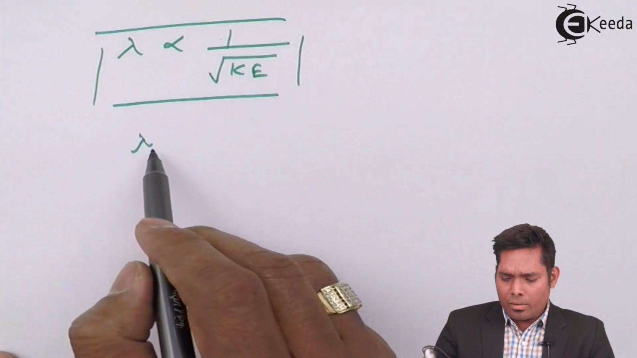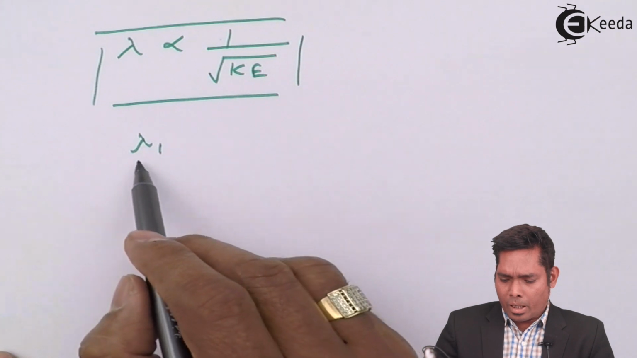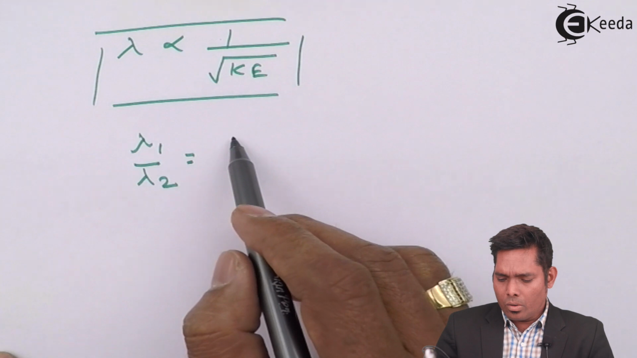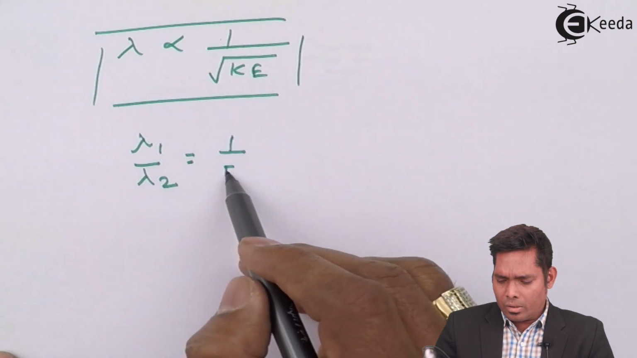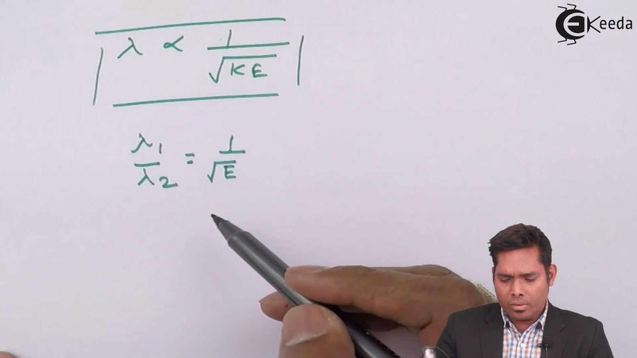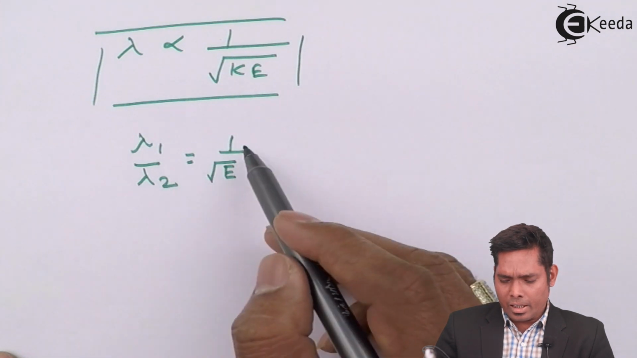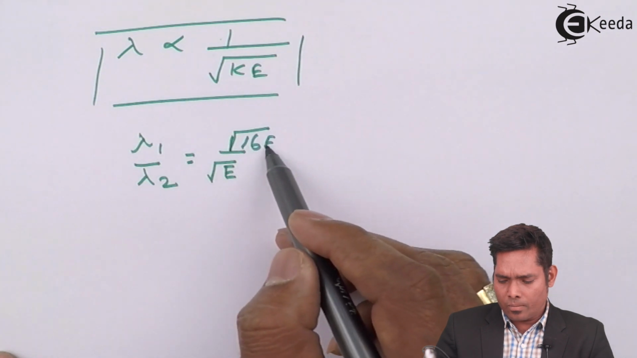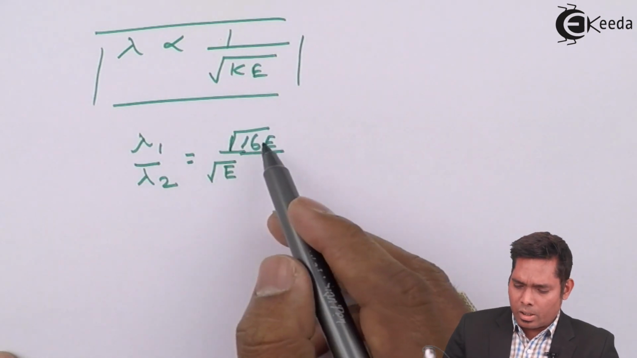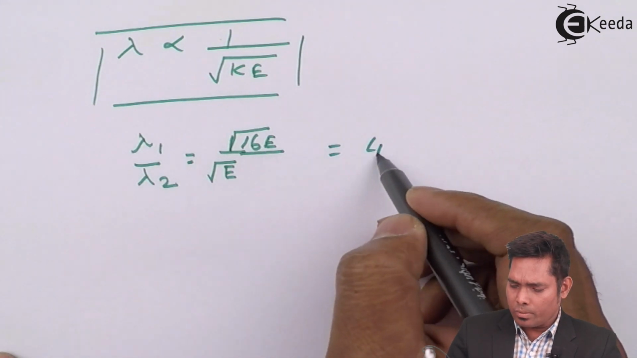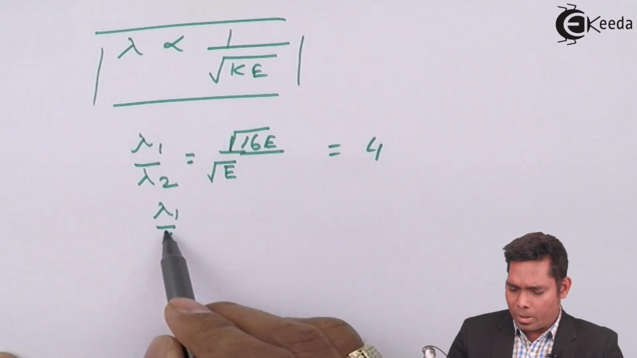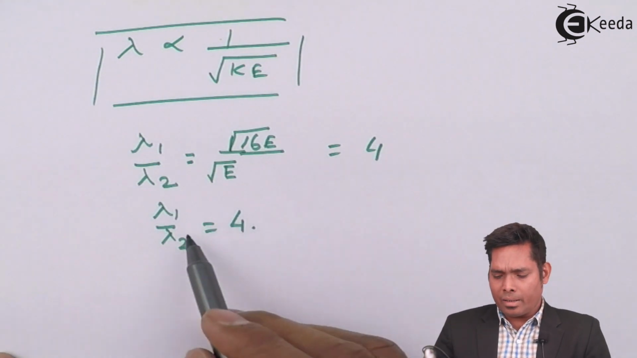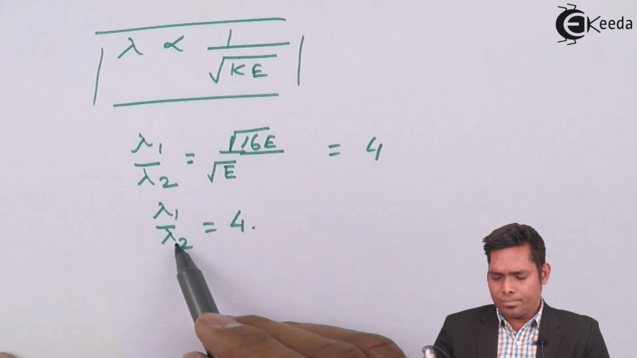First case lambda 1. That means lambda 1 over lambda 2 I can write as 1 over root of E, initially it was E. Second time it was root of 16E. So this root E will cancel and becomes 4. So lambda 1 over lambda 2 is 4. Lambda 1 is the initial wavelength and lambda 2 is the final wavelength.